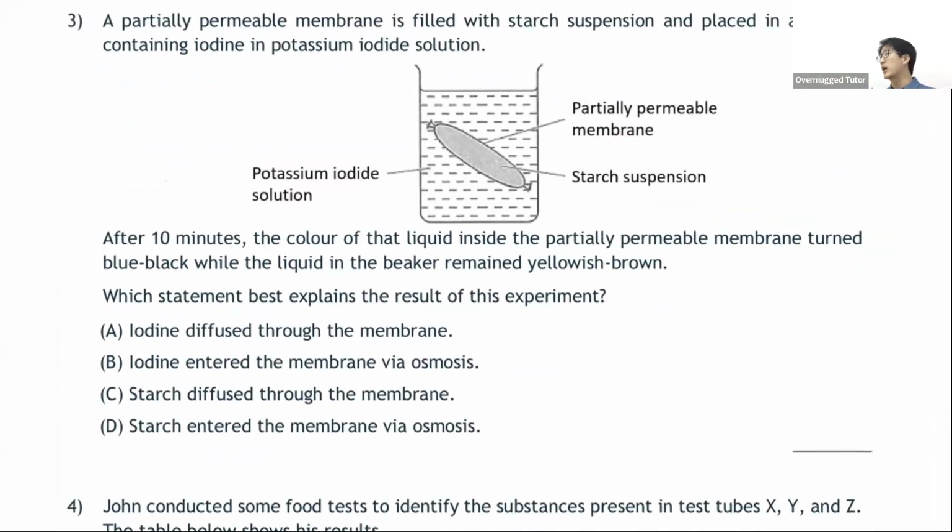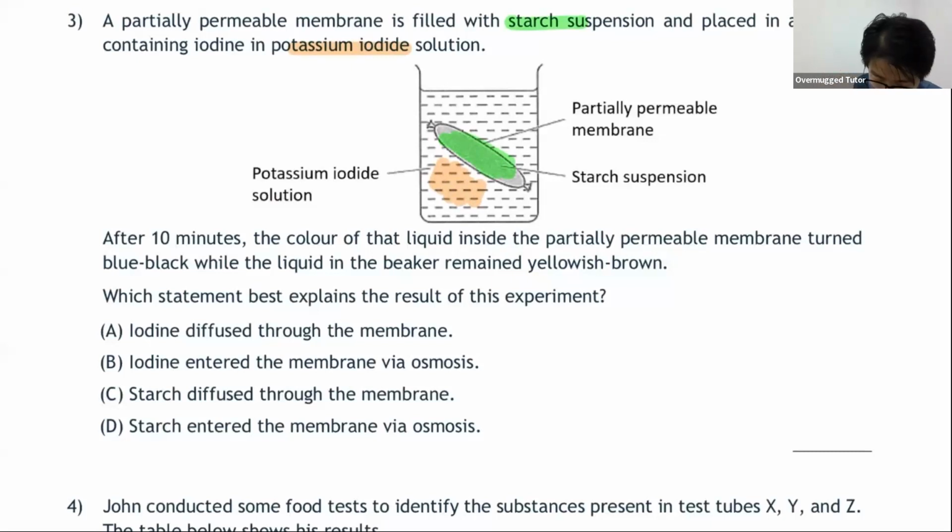So here we are, still talking about movement of substances. Let me help you understand this better. Starch is inside here. The potassium iodide is outside, as the diagram suggests. Since primary school, we already know that starch and iodine together give a blue-black or dark blue coloration.